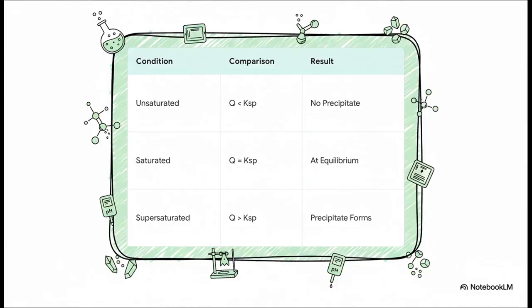So how do we use it? It's actually just a simple comparison. We calculate a value called the ion product, Q, which is just the concentration of ions we actually have at that moment. Then we compare our Q to the KSP limit. If Q is smaller than the limit, you're good, nothing happens. But if your Q is bigger than KSP, the solution is oversaturated, and you're going to see a solid precipitate form until things get back down to that KSP level.